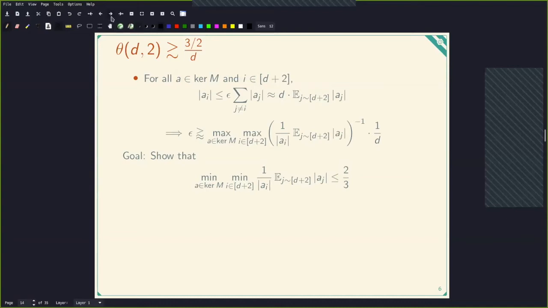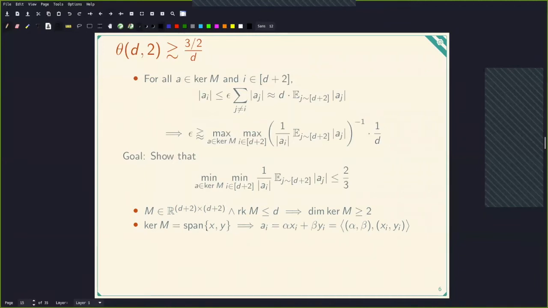So let's try to unwrap this a bit. Again, my Gram matrix is a d plus 2 by d plus 2 matrix, and again, its rank is at most d. So I do know that the dimension of the kernel is at least 2. Let's just say, without loss of generality, it's equal to 2. So the kernel is the span of 2 vectors, x and y. For any vector a inside of the kernel, its ith coordinate is a linear combination of the ith coordinate of x and the ith coordinate of y. If I think about the linear combination as being alpha, beta, I can think about this as the inner product between the vector (alpha, beta) and the vector (xi, yi).